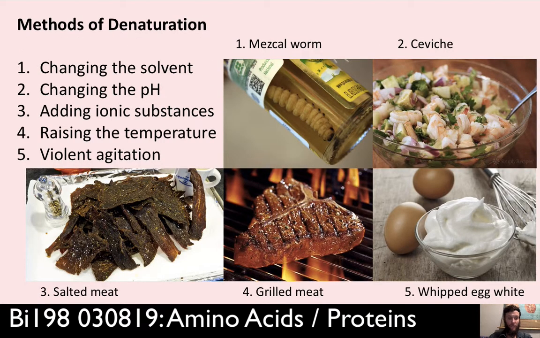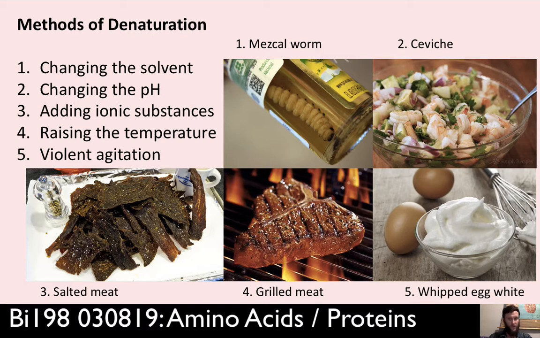When we're talking about food denaturation, there are really five ways that humans have of denaturing a protein. These correspond with different ways we have of preparing food, specifically protein. I just listed them here. The first thing you can do to a protein is change the solvent.